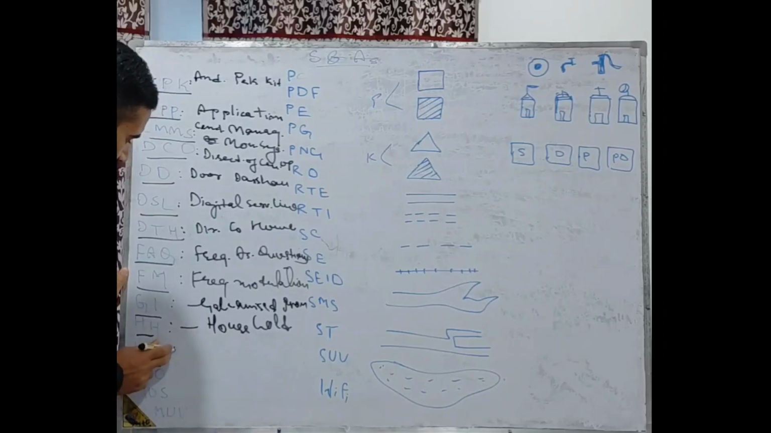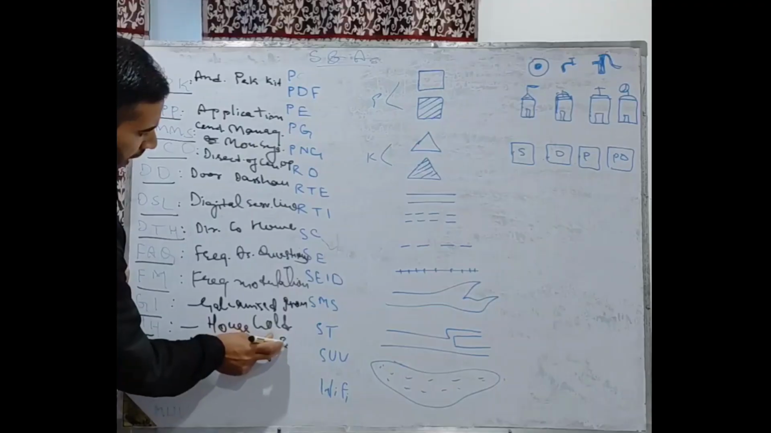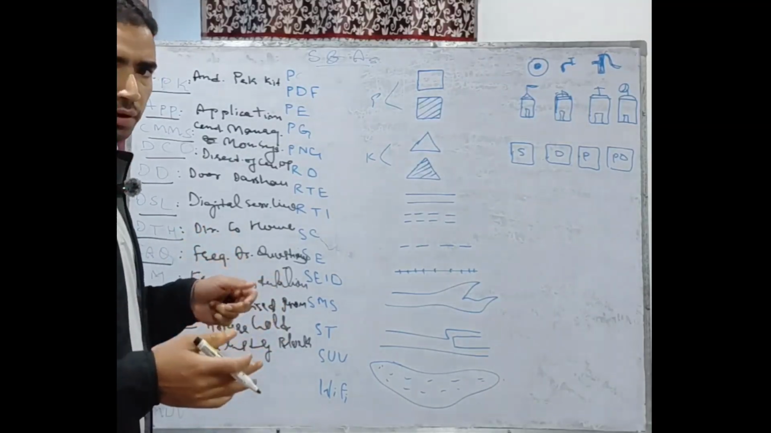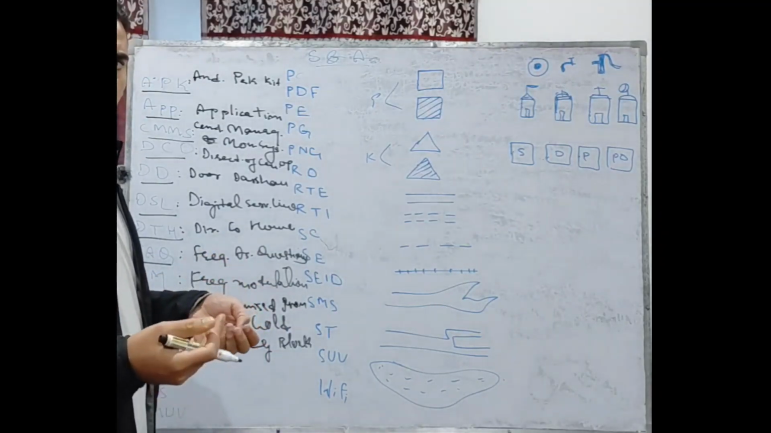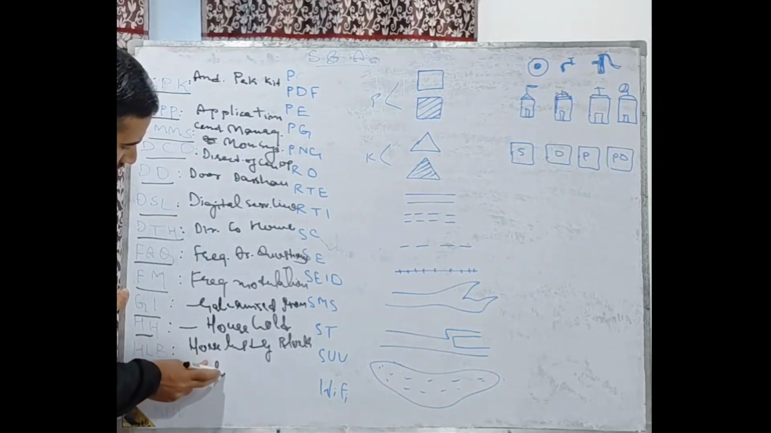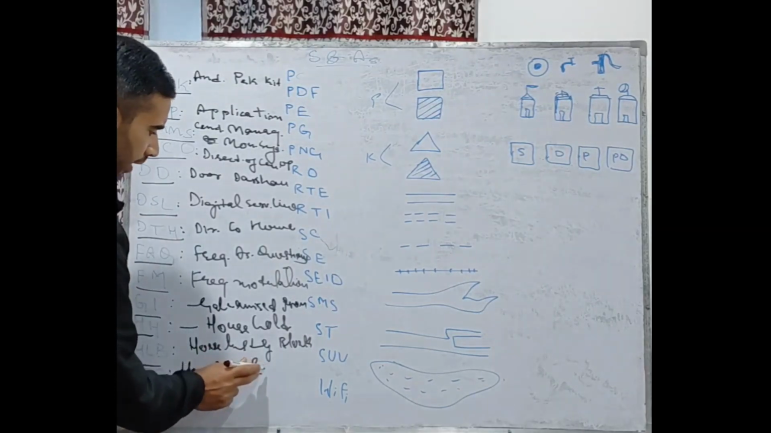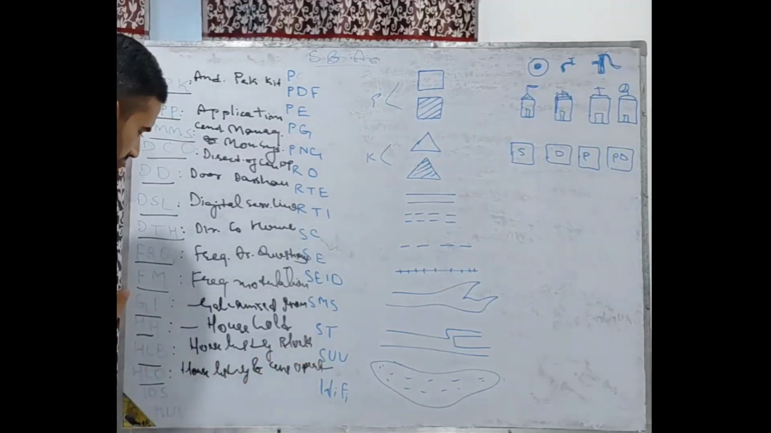Then we have HLB. HLB refers to house listing block. In coming sessions, we will come to know that every enumerator will be given at least one house listing block in which he or she has to conduct the census duty. And then we have HLO. HLO refers to house listing and census operations.